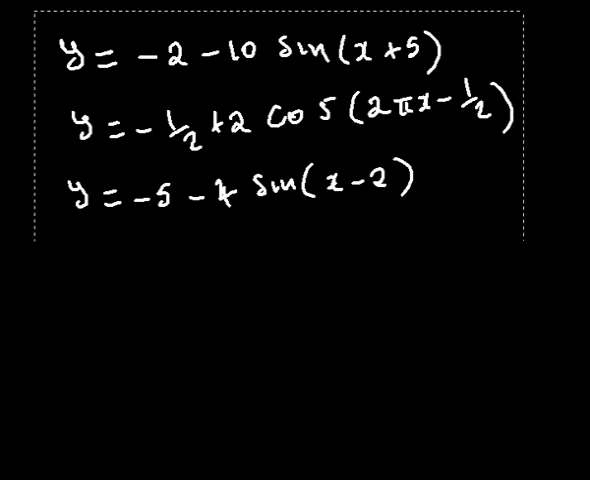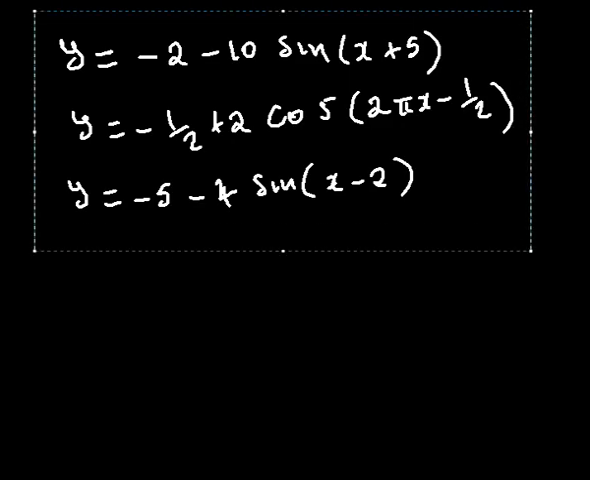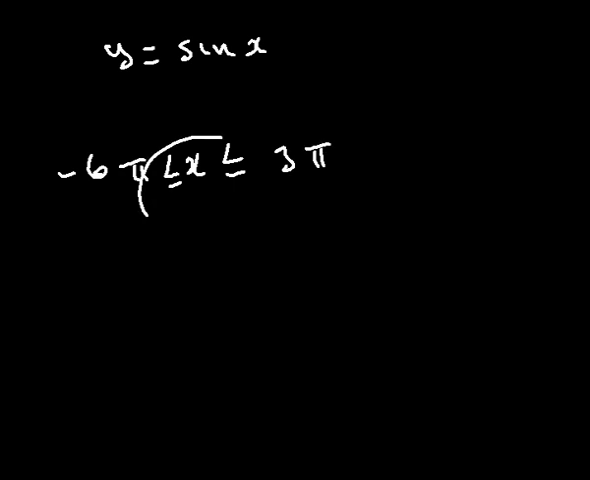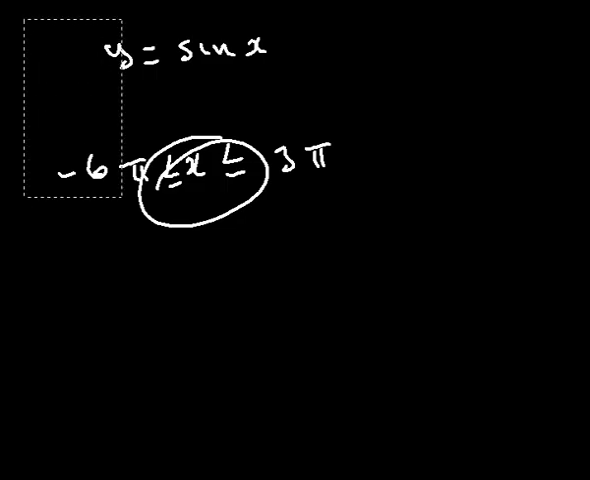Now here's the question for you. How do you think we can sketch the graph of the cosine as well as the sine if we are given a specific interval? Let's say we have to draw the graph of y is equal to sine x in the interval from -6 pi to 3 pi. So how do you think you can do this? So try to search out how you can do that.